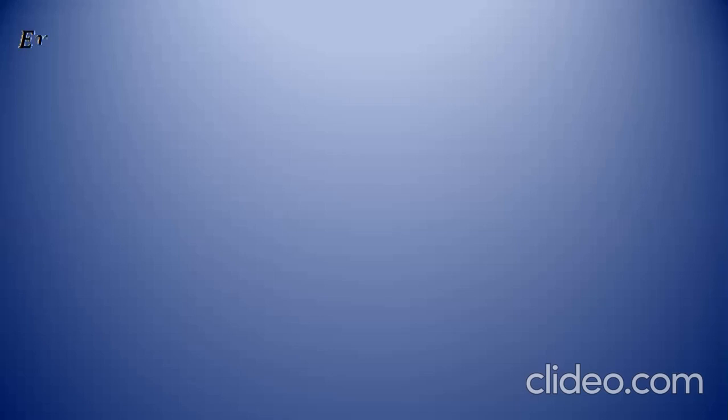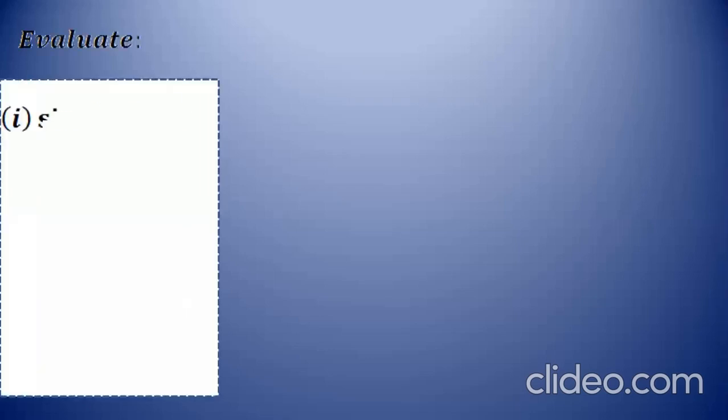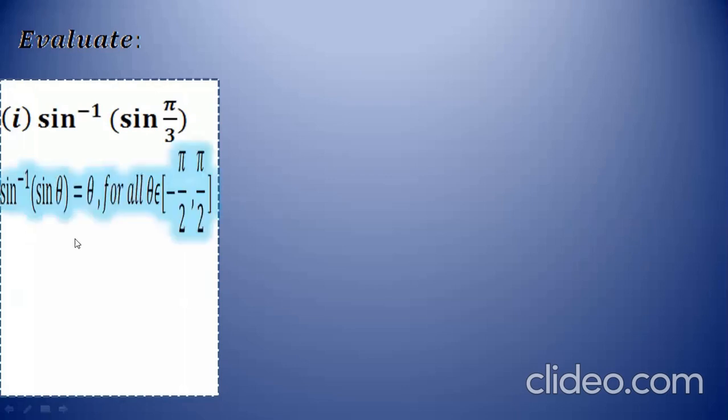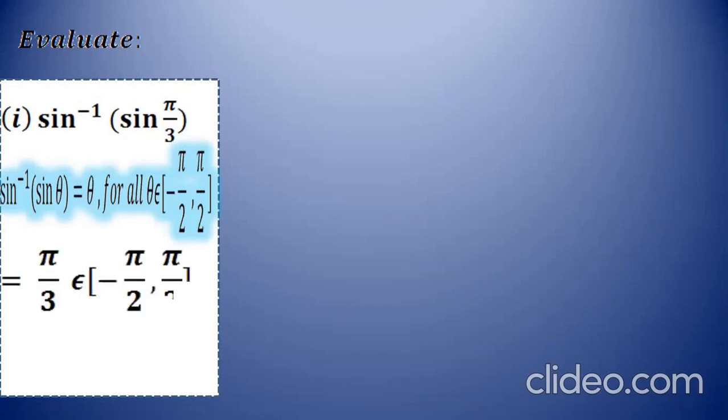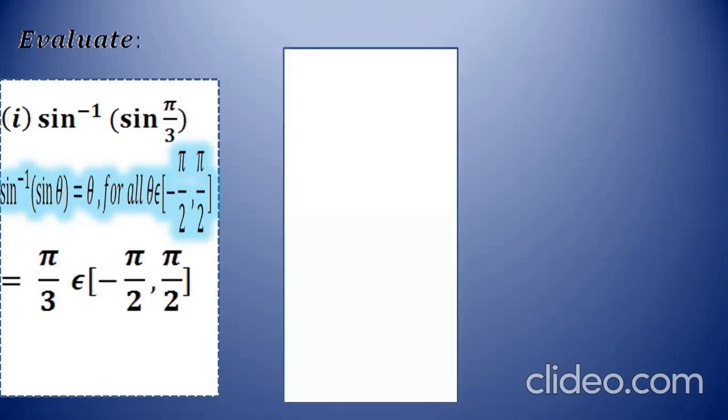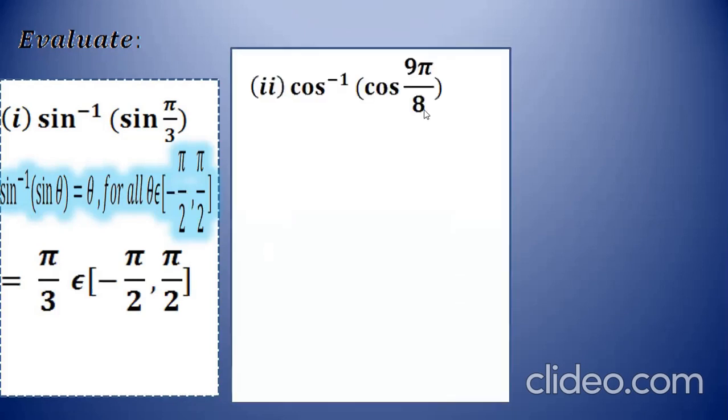So look at question number 1. Evaluate. First part, sine inverse sine pi by 3. Sine pi by 3 is in the bracket. So we can write this is equal to pi by 3 by applying this property: sine inverse sine theta is equal to theta where theta belongs to minus pi by 2 to pi by 2. We can easily see that pi by 3 belongs to the closed interval minus pi by 2 to pi by 2.